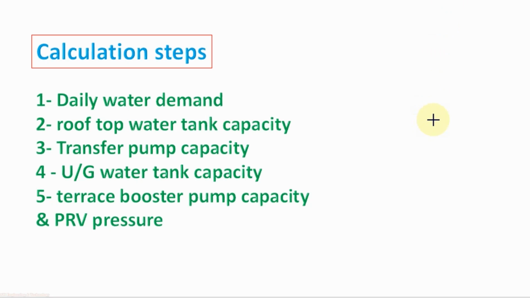Now we will do a sample calculation, where first we will calculate the daily water demand. Then we will calculate the rooftop water tank capacity. Then we will calculate transfer pump capacity. Then the size of underground water tank. Then we will select the terrace booster pump capacity, and we will study the PRV pressure settings.